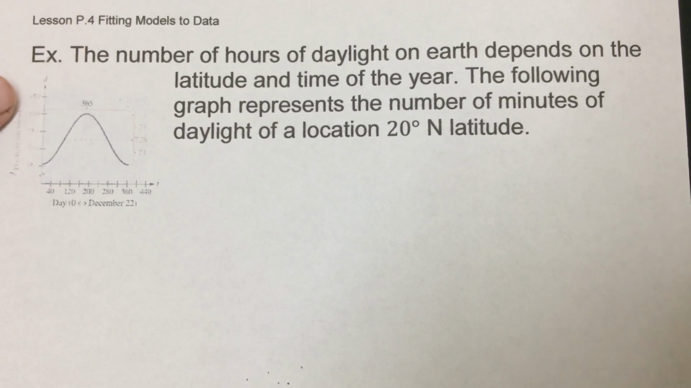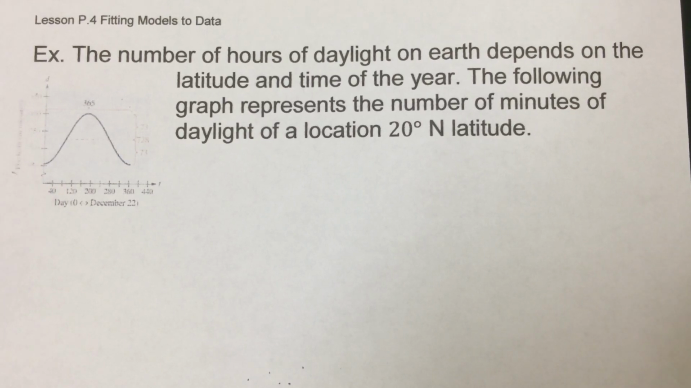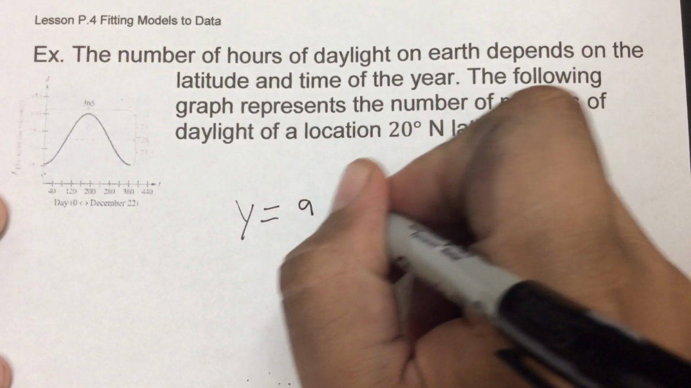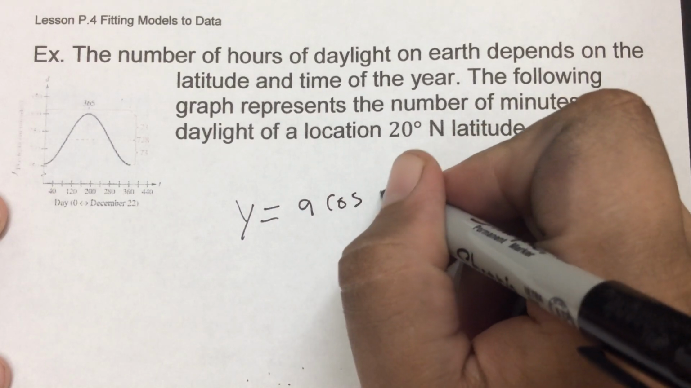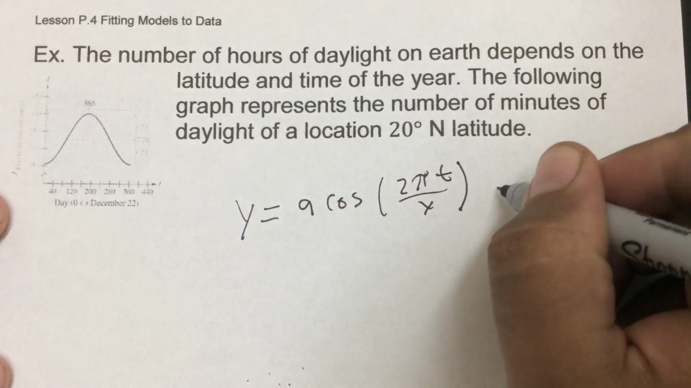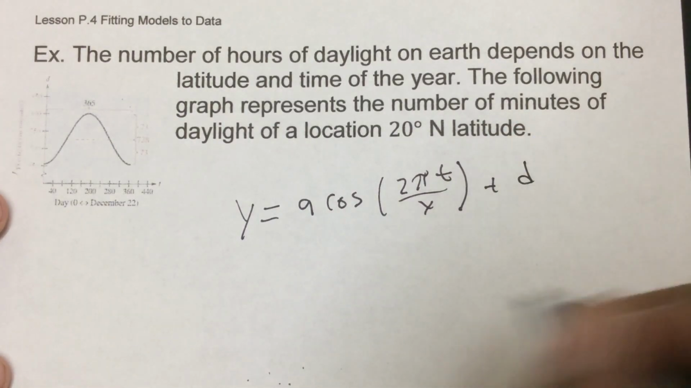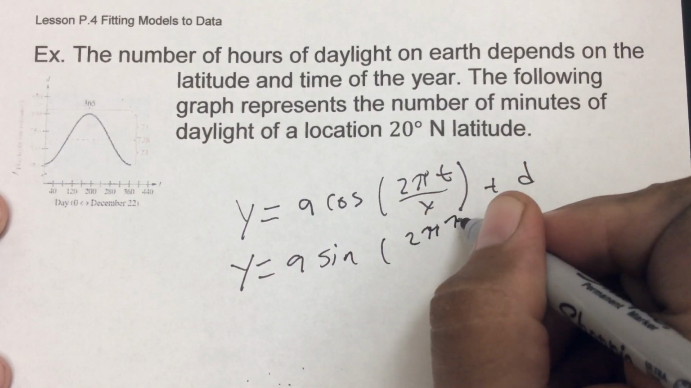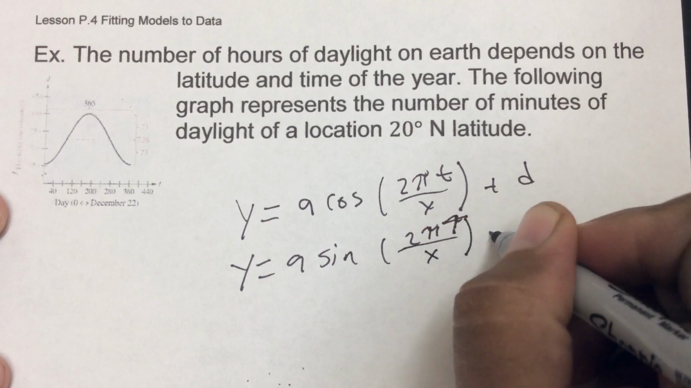But what we're doing here is we're going to set up a trig equation. Now, it's kind of hard to see on this graph here, but this middle line is at 728. That's going to be our vertical shift. Now, the two different equations that we would use are y equals A cosine of 2 pi t over x plus, I'm going to do d here, or y equals A sine of 2 pi t over x plus d.